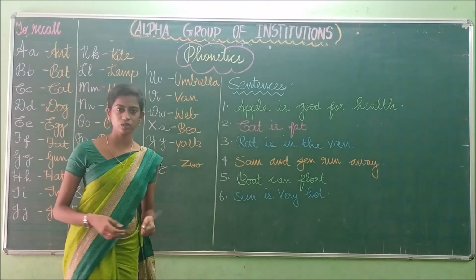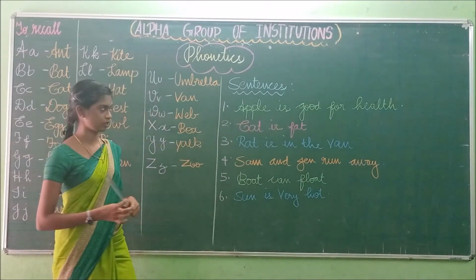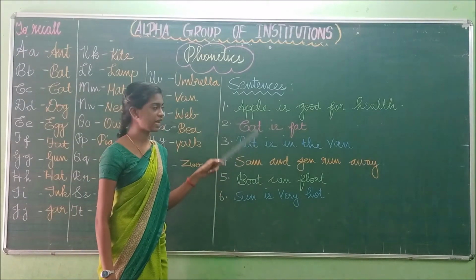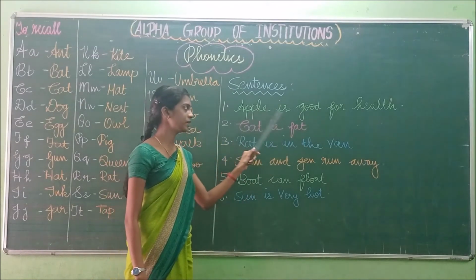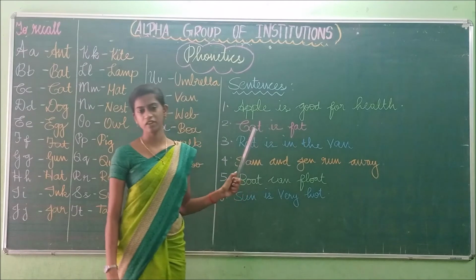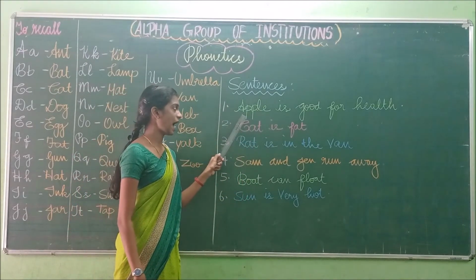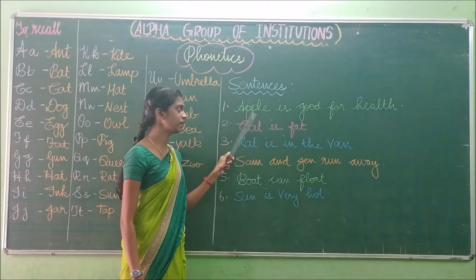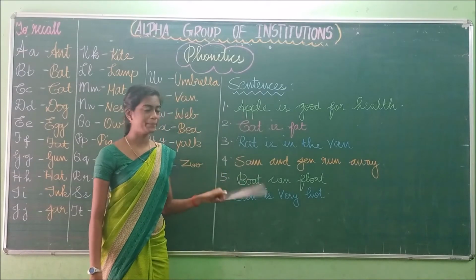Have you understood the sounds? Now we are going to learn these sentences. Read the first sentence. Apple is good for health. Apple is good for health. So we are going to read with phonetic sounds. Apple, apple.